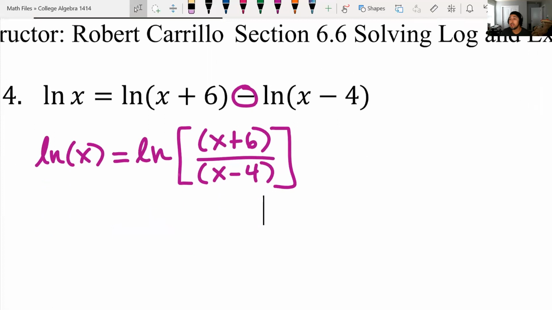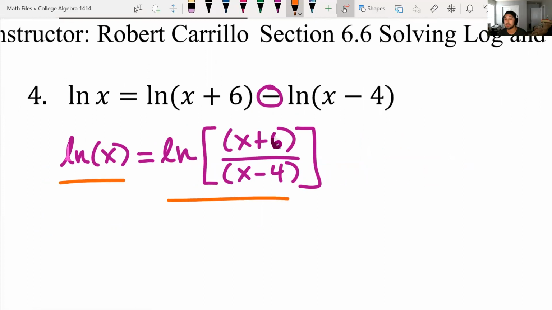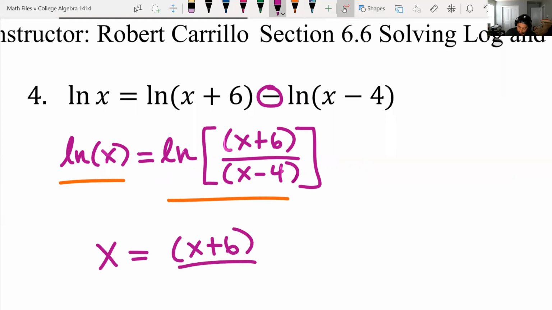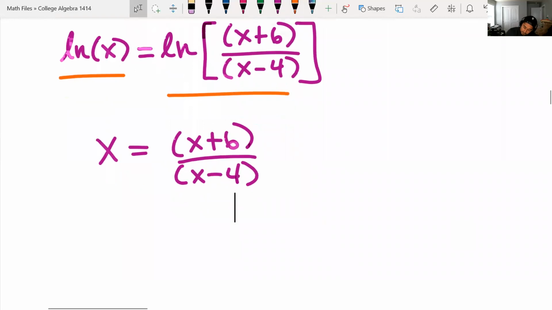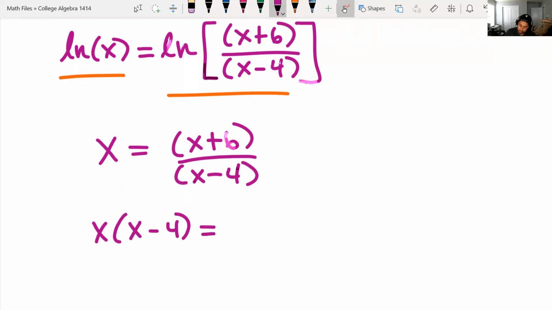And now we can use the log equality property that we learned today, that new property, because these logs have the same base. Remember that the base of the natural log is e. So these logs have the same base. Therefore, you can set the inside of the logs equal to each other, and solve for x. So here you'll cross multiply. You can put x over 1 and then cross. And we'll get x times x minus 4 equal to x plus 6.